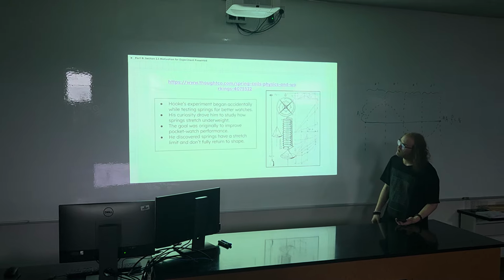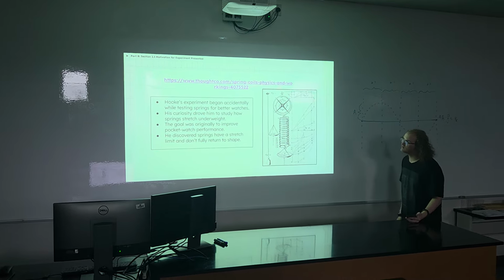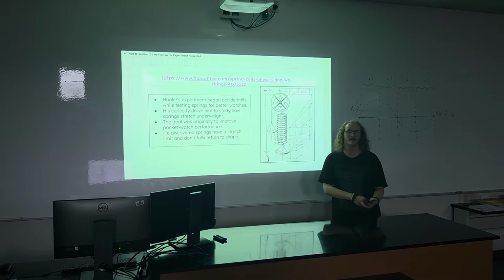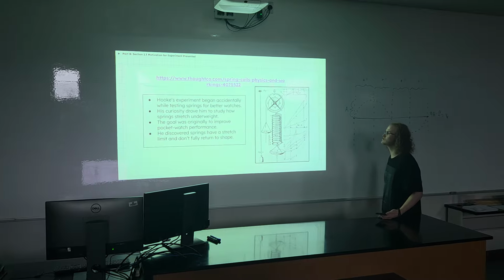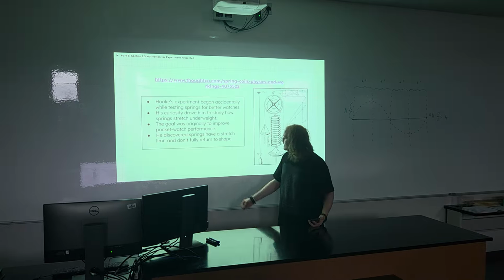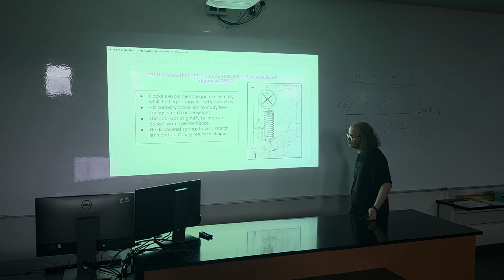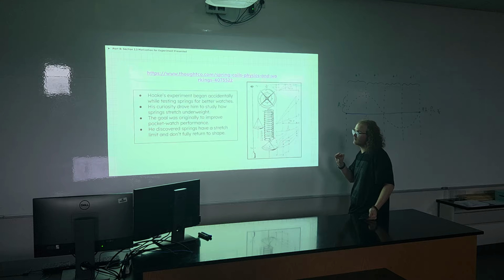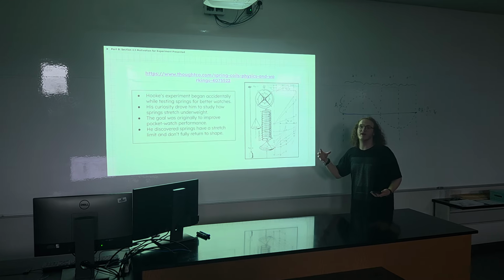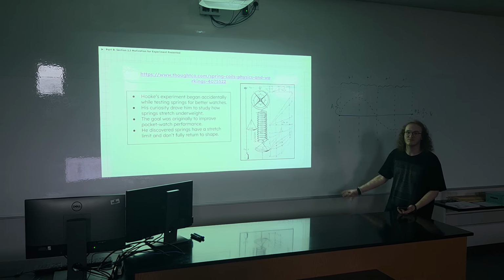The original motivation for the experiment that led to the discovery of Hooke's law began with Robert Hooke trying to figure out how to make watches work more efficiently. And he discovered the springs had a stretch limit to the point where they don't fully return back to the shape they originally were, which made him curious to find out what that was.